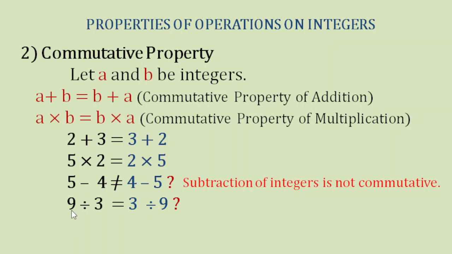Consider this question. Is 9 divided by 3 equal to 3 divided by 9? The answer is no. Why? Because 9 divided by 3 is 3, while 3 divided by 9 is 1/3. So they are not equal. Therefore, we can say division of integers is not commutative.